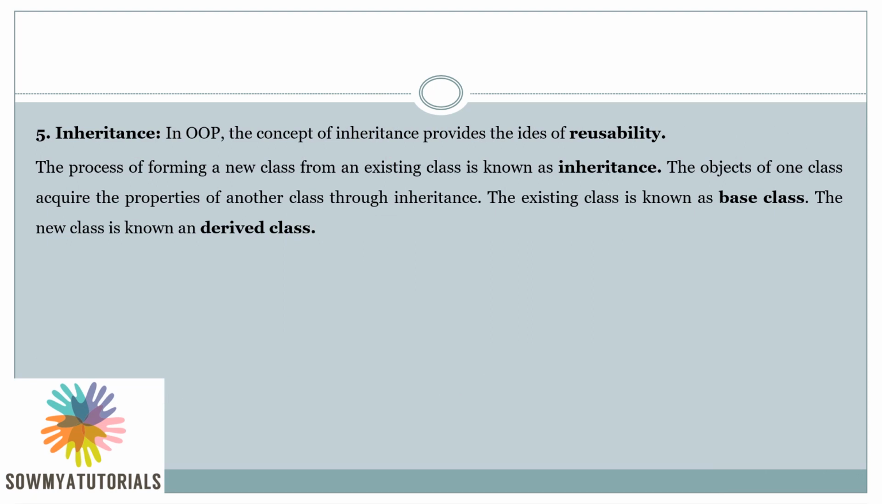Next is inheritance. What is inheritance? Inheritance is a process where one object acquires the properties of another object. This is called inheritance. In object-oriented programming, the concept of inheritance provides the idea of reusability.